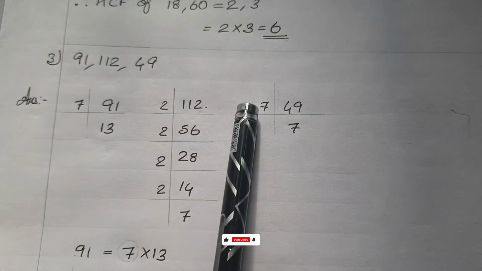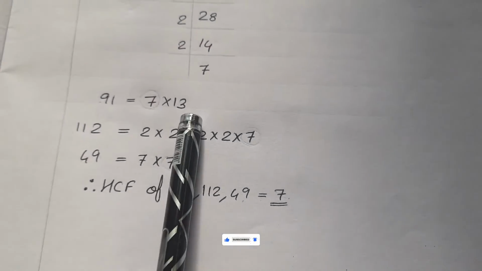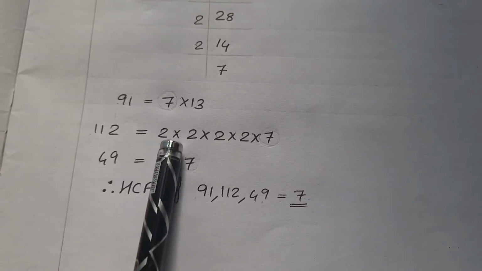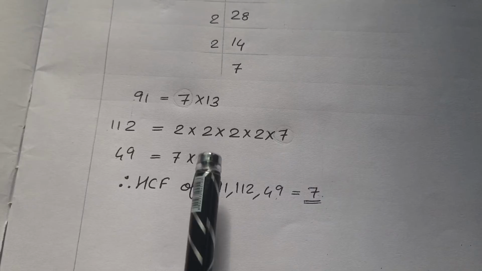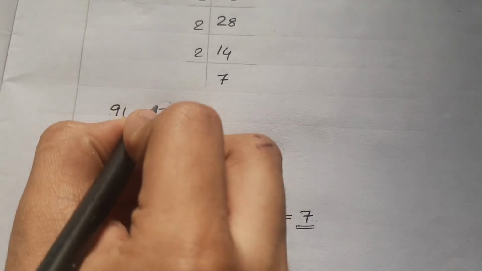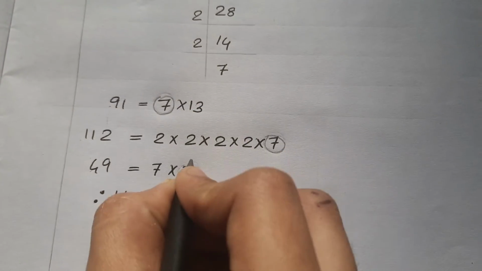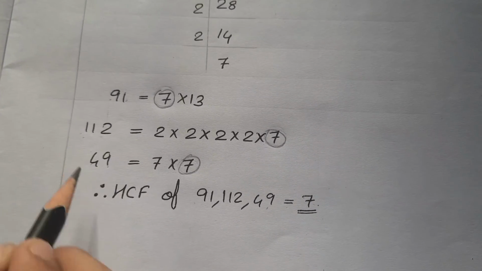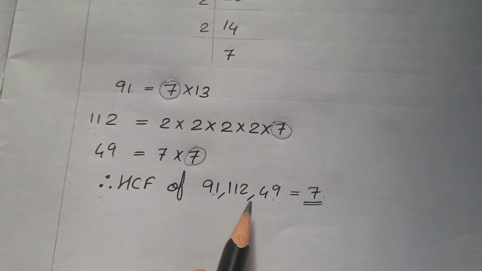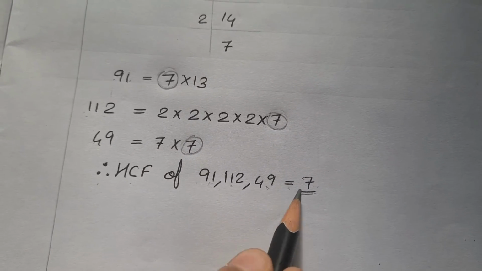Next one, 49: 7 7s are 49. 91 is equal to 7 into 13. 112 is equal to 2 into 2 into 2 into 2 into 7. 49 is equal to 7 into 7. So, here, 7 is the common factor of these three numbers, 91, 112 and 49. Therefore, HCF of 91, 112 and 49 is equal to 7.